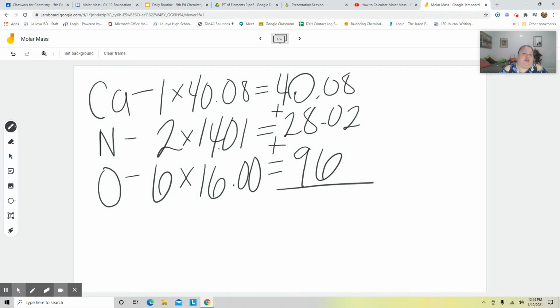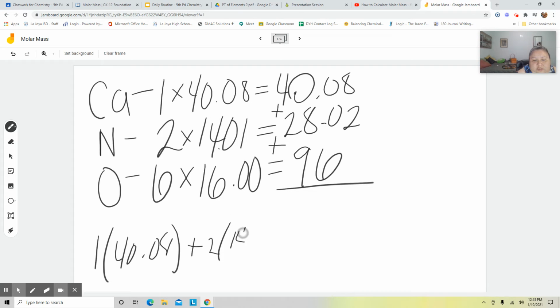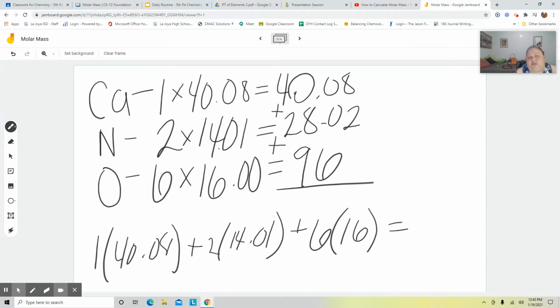Okay? There's another way that you can do this math. You can do 1 times 40.08 plus 2 times 14.01 plus 6 times 16. This is the way they show it to you when you get to college. Either way, it's going to give you the same answer.